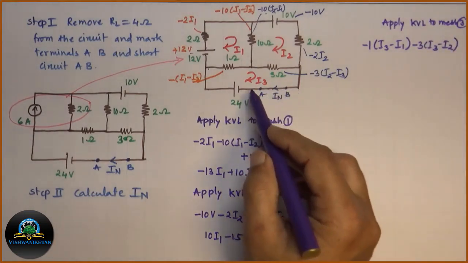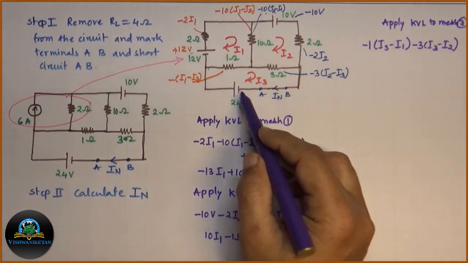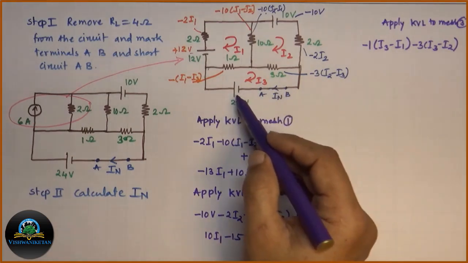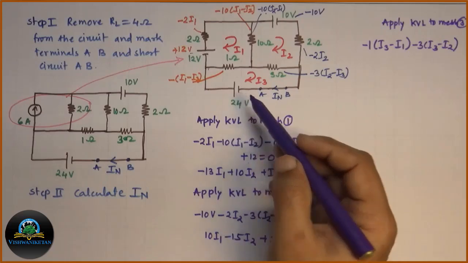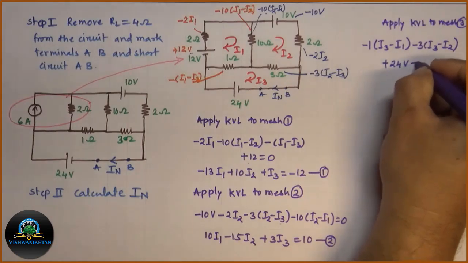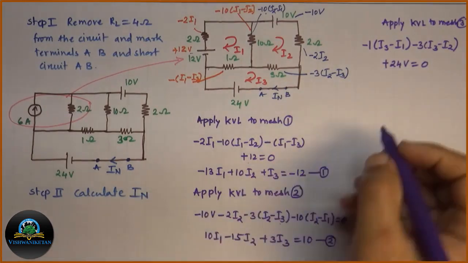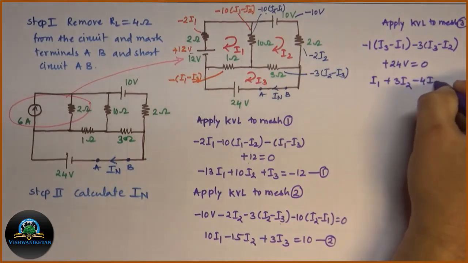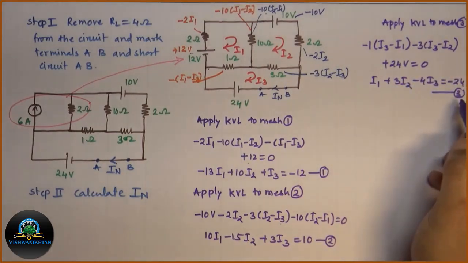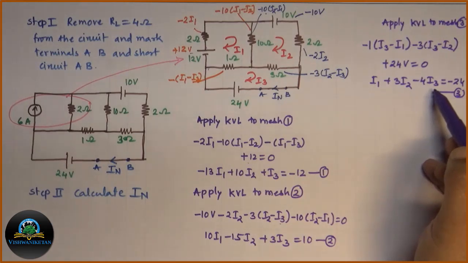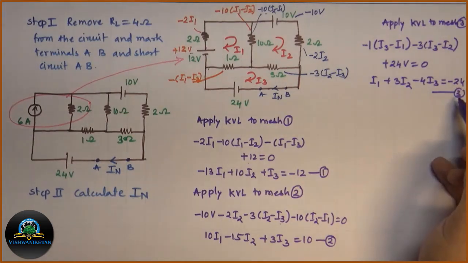Then this is our IN. Then we have a source. Moving through the mesh, the first terminal we get is negative and the second terminal is positive. So that is an increase in voltage or rise in potential. So according to KVL, we have to write it as plus 24 volt is equal to 0. By simplifying the equation, we will get the final equation, equation number 3 for mesh 3: I1 plus 3 I2 minus 4 I3 is equal to minus 24. That is equation number 3.